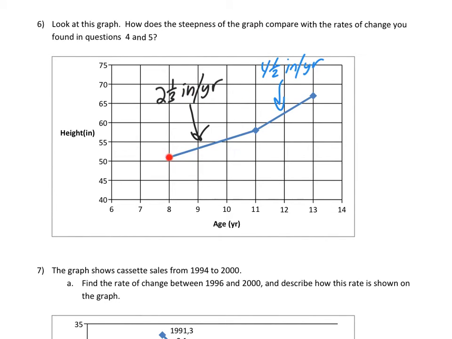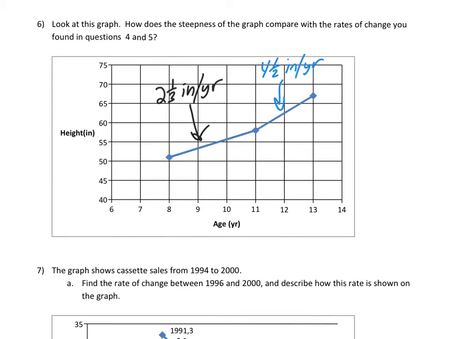Where is it steeper? Is it growing slower and then faster and getting steeper? Or is it growing faster and then slower? Which of those made more sense? Which of those happened? And how does it match up with those numbers? Does it make sense in this case that we have 2 1/3 inches per year? 2 1/3 is a smaller number than 4.5, so we'd expect it to be going at a slower pace of growth. Here is slower. Here it's getting steeper because it is growing faster.